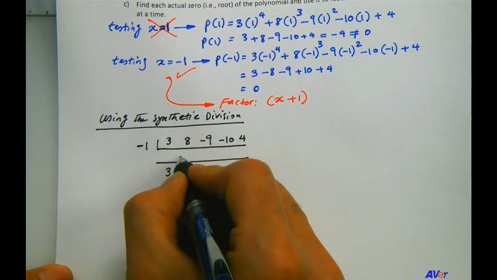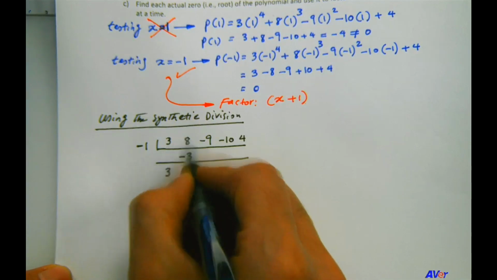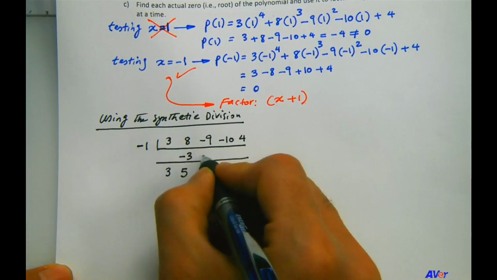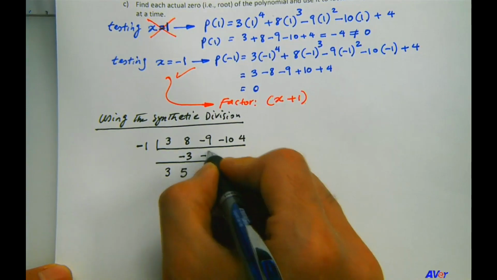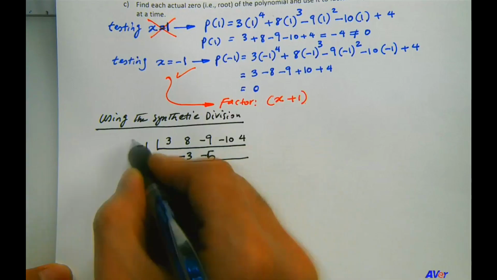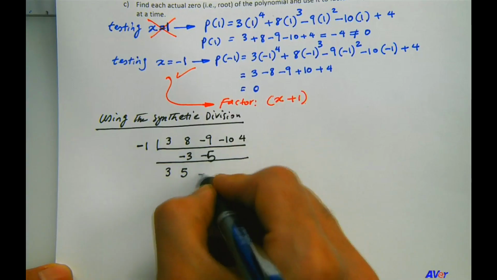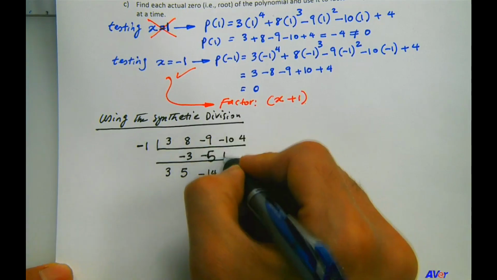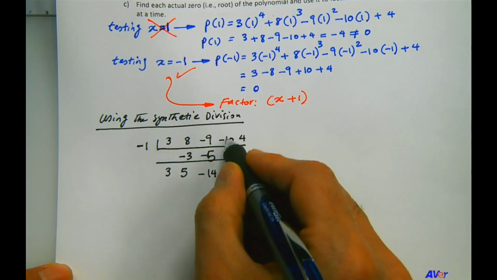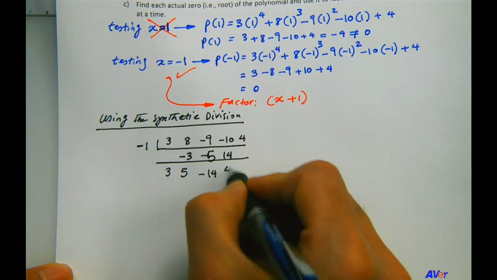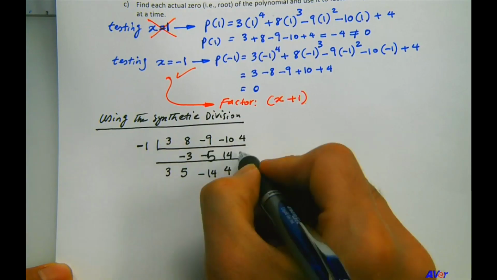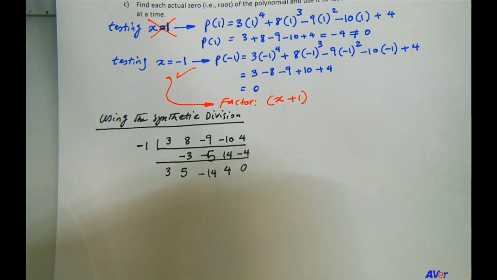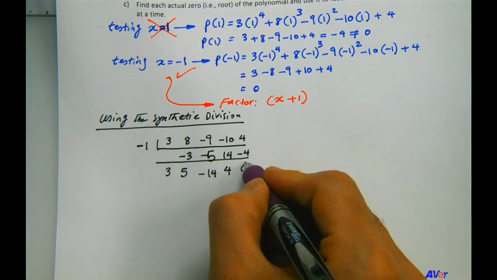Okay? So using the synthetic division, we bring this down, 3. 3 times negative 1, write it here. 8 minus 3 is positive 5. 5 times negative 1, negative 5. That's negative 14. Negative 14 times negative 1 is positive 14. Positive 14 minus 10 is positive 4. 4 times negative 1 is negative 4. 4 plus negative 4 is 0. And that's our remainder.